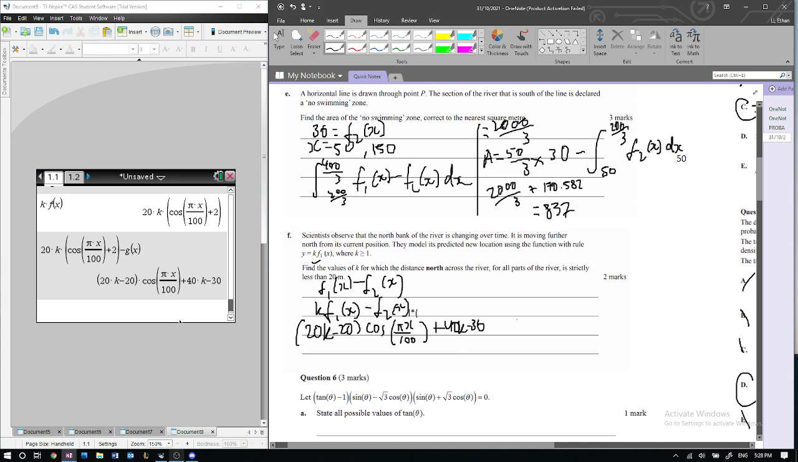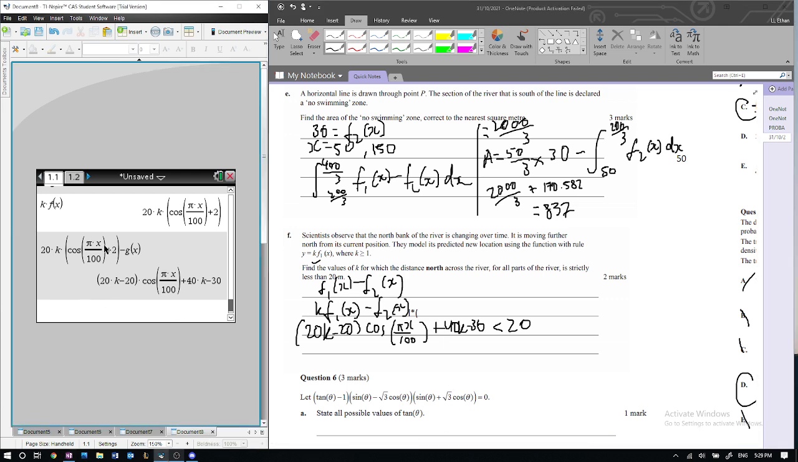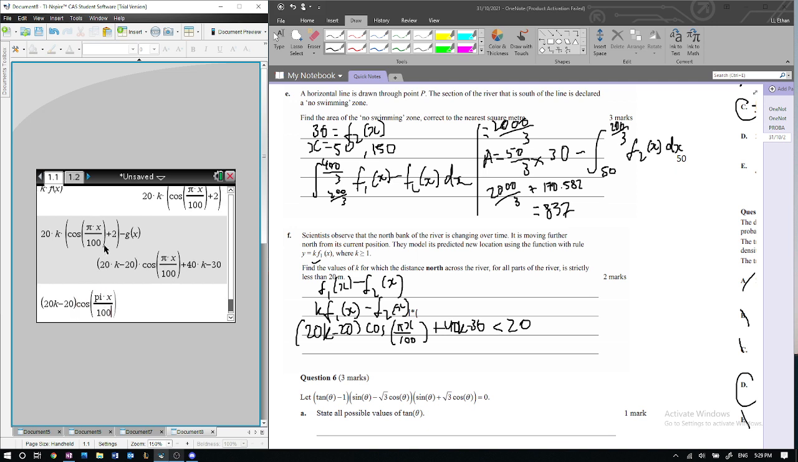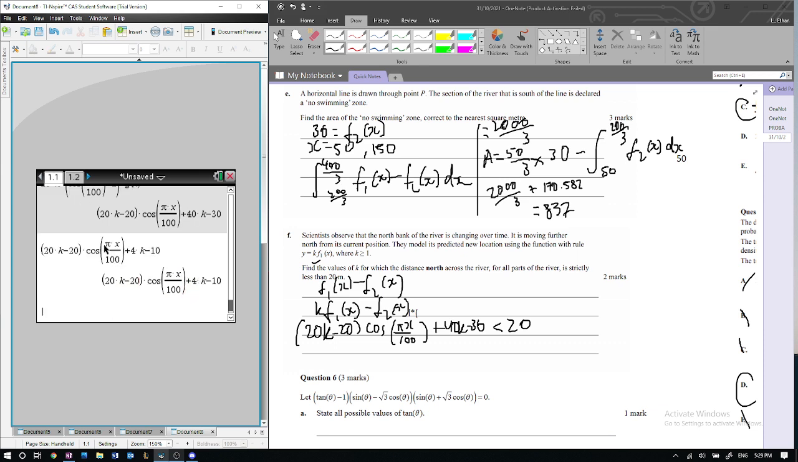You just find where that's less than 20. So on the calculator, find where that's less than 20. If you move the 20 over, it'd be minus 10 is less than 0, and then you can see cos times x over 100 plus 4k minus 10. So that's your new equation. And then let's just find where that equals 0.